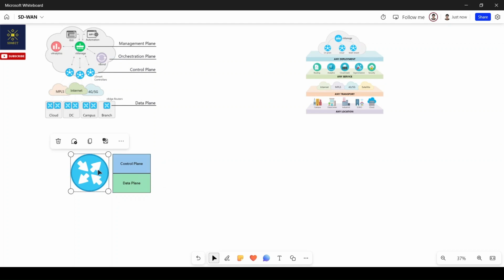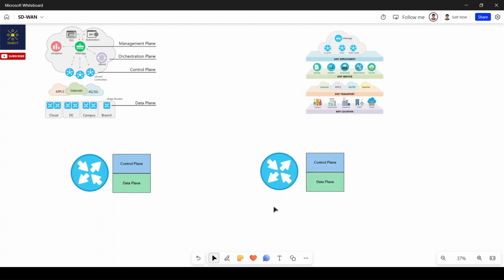An SD-WAN router is different. Let's assume we have an SD-WAN router. This is SD-WAN router. And it also has this concept of control and data plane. However, in SD-WAN router, we decouple the control plane and put it far away for now. Now we just have a data plane.